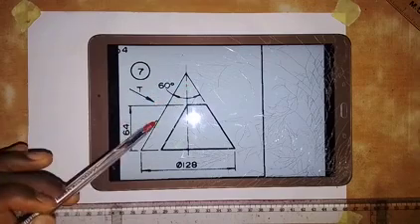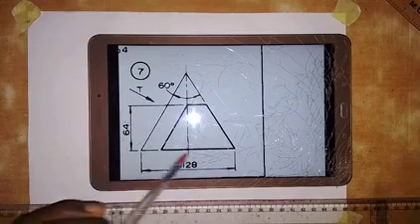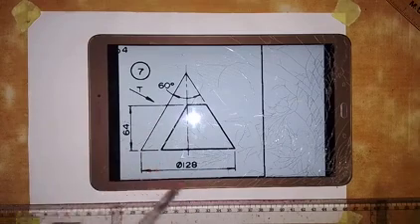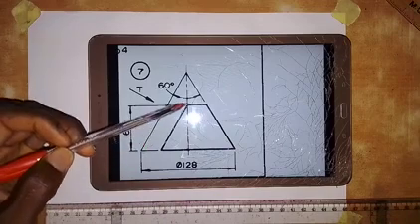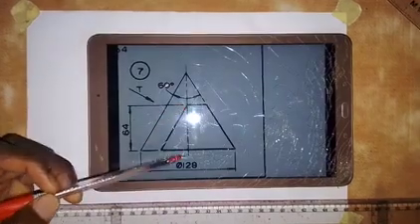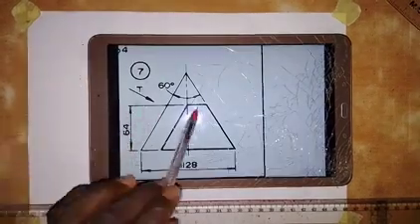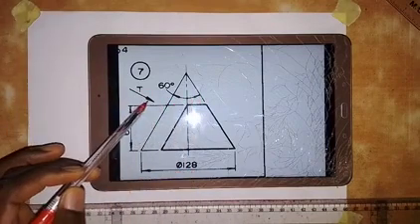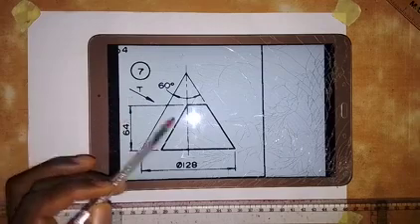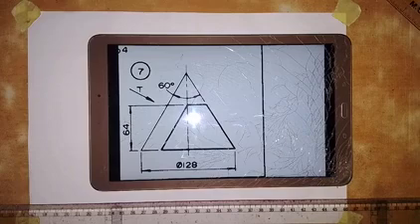Looking at this figure, this is a truncated cone in which the diameter of the circular base of the cone is 128 millimeters, and the distance from this point here to the base of the cone is 64 millimeters, while the vertical angle here is 60 degrees, and this is the direction of the arrow from which the object is being viewed for us to produce the auxiliary plan.